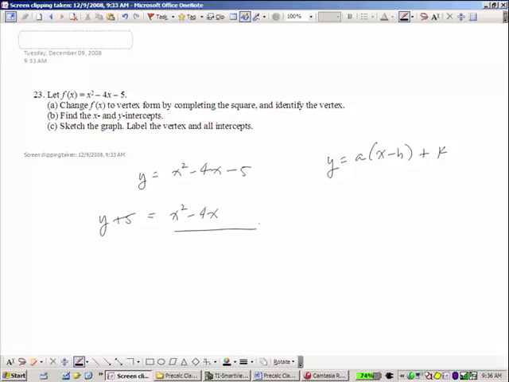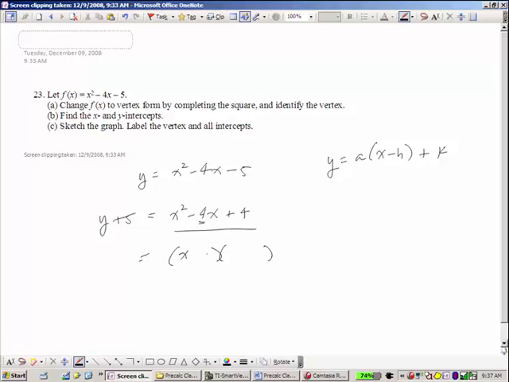Divide b by 2. Nope. And yes, maybe. And square. You actually remember a strategy. If you take half of that value and square it, what's half of negative 4? Square it. 4. If you take 4 and add it to this side, watch what happens. Now you can factor. What do you get when you factor?